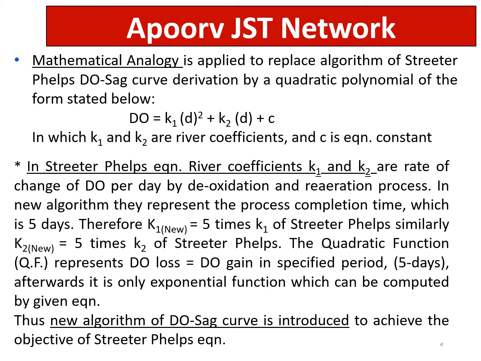Therefore, K1 new is equal to 5 times K1 of Streeter-Phelps. Similarly, K2 new is equal to 5 times K2 of Streeter-Phelps. The quadratic function represents DO loss is equal to DO gain in specific period, that is 5 days. Afterwards, it is only exponential function which can be computed by the given equation. Thus, the new algorithm of DO-SAG curve is introduced to achieve the objective of Streeter-Phelps equation.